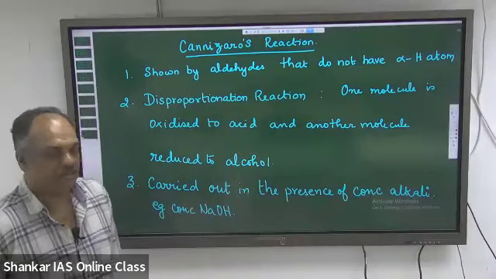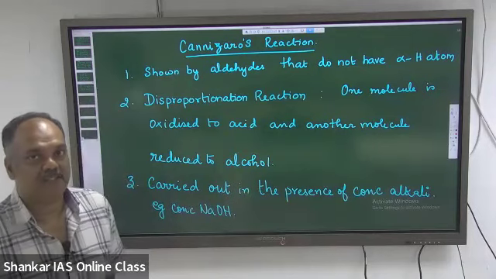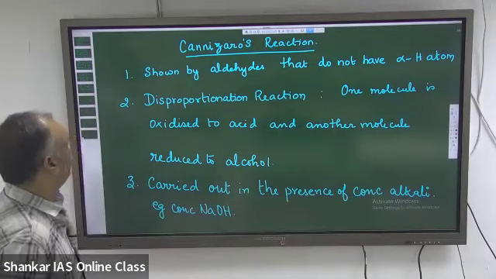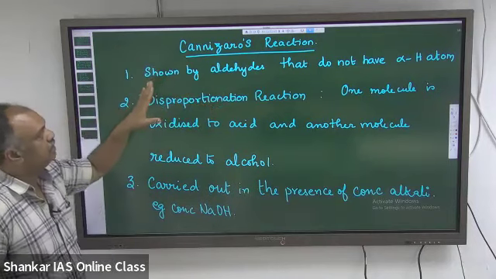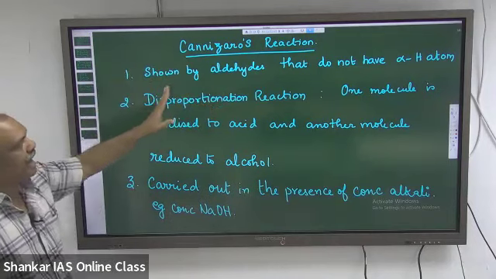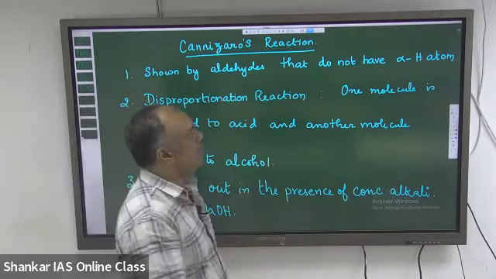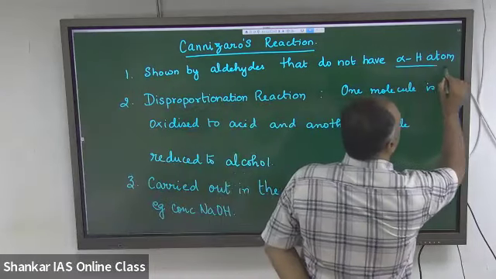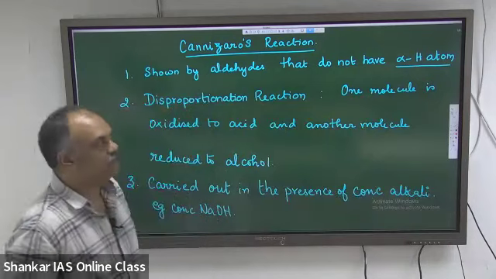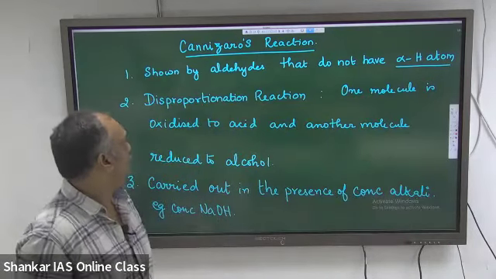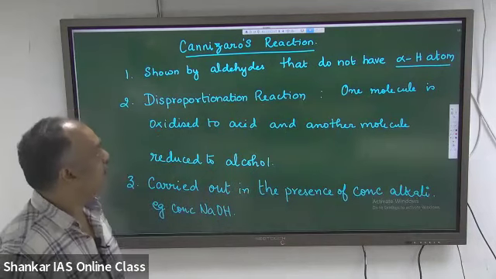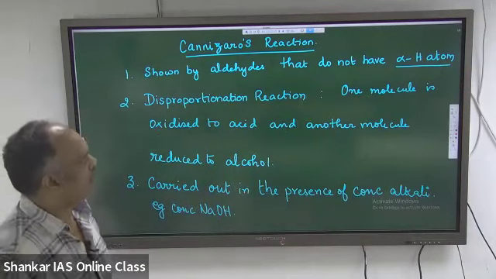Good morning. Today I'm going to discuss Cannizzaro's reaction. Okay, so what is Cannizzaro's reaction? Cannizzaro's reaction is shown by aldehydes that do not have an alpha hydrogen atom. Okay, so this is the main point. That is, Cannizzaro's reaction is shown by aldehydes that do not have an alpha hydrogen atom.